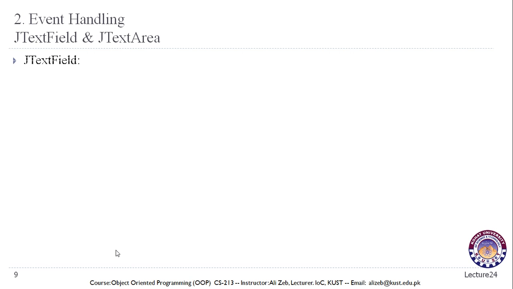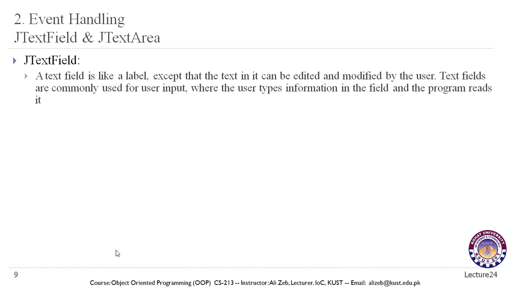Similarly, we have the component JTextField. A JTextField class, a text field is like a label, except that the text in it can be edited and modified by the user. A text field accepts text from the user, so we can type text into a text field. The label on the other hand is static, we cannot type text into it. We can associate events with that label, or we can attach it to other buttons, so that we can change the text in a label in response to a button click.